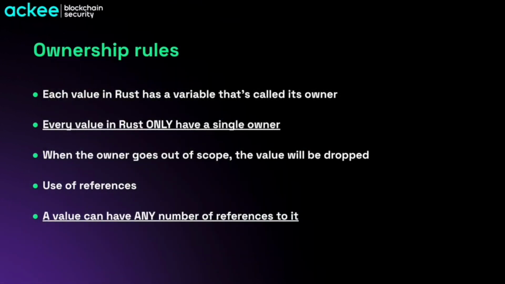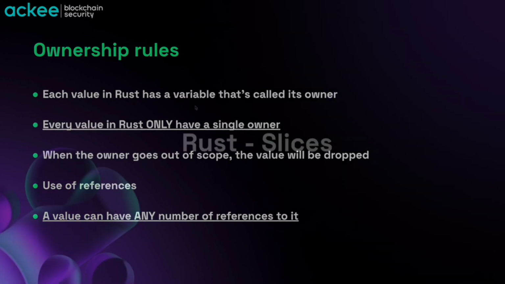So what have we learned about the ownership rules and memory management in Rust? Each value in Rust has a variable that's called its owner. Every value in Rust has a single owner. And when the owner goes out of scope, the value will be dropped and essentially marked as inactive and deleted from the memory. If we want to pass our values, we can do it by using references. These references can be immutable or mutable, and the value can have any number of references to it. If we are passing a mutable reference, please make sure that it is a mutable reference to a mutable variable or a mutable value.